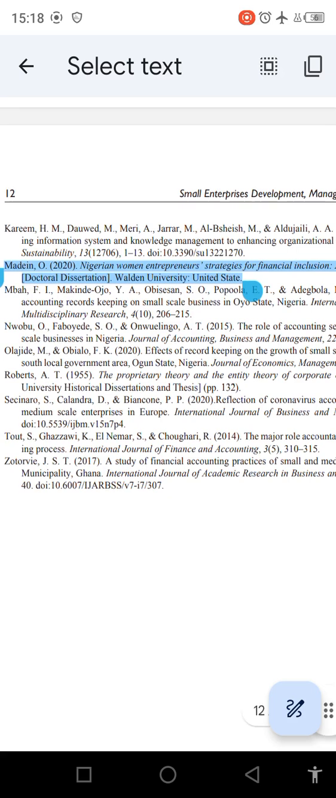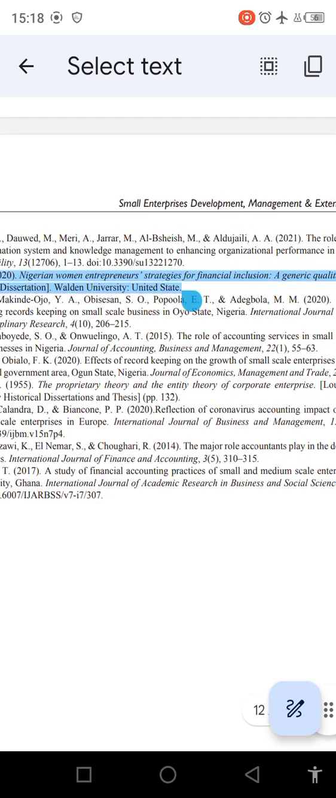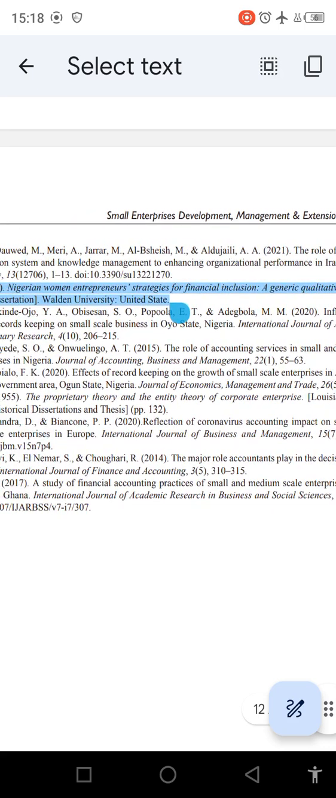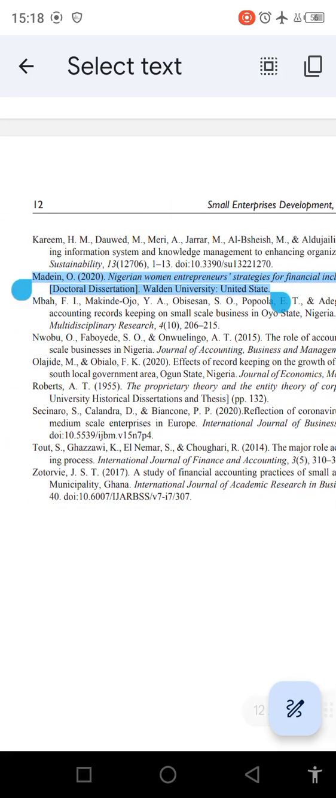And in this case here, the topic of this dissertation is Nigerian Women Entrepreneur Strategies for Financial Inclusion, a generic qualitative inquiry. Now, in order for us to show that what we are using is a doctoral dissertation, that's the reason why we have doctoral dissertation here. And if it is a master thesis, we are going to put master thesis there. Okay, just bracket it. The reason why is just to show that this is not a normal textbook per se, but a form of textbook that is a PhD work or an MSc work.